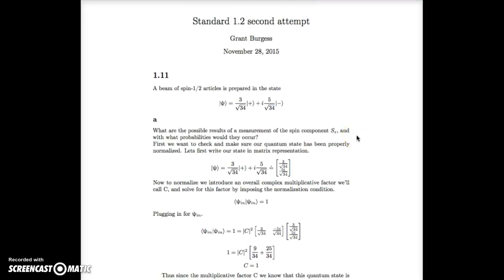For my second attempt at standard 1.2, I chose to do problem 1.11 from our textbook, and it asks us to consider a beam of spin 1/2 particles that are prepared in this state. So part A asks us what are the possible results of a measurement of the spin component S sub z, and with what probabilities would they occur.